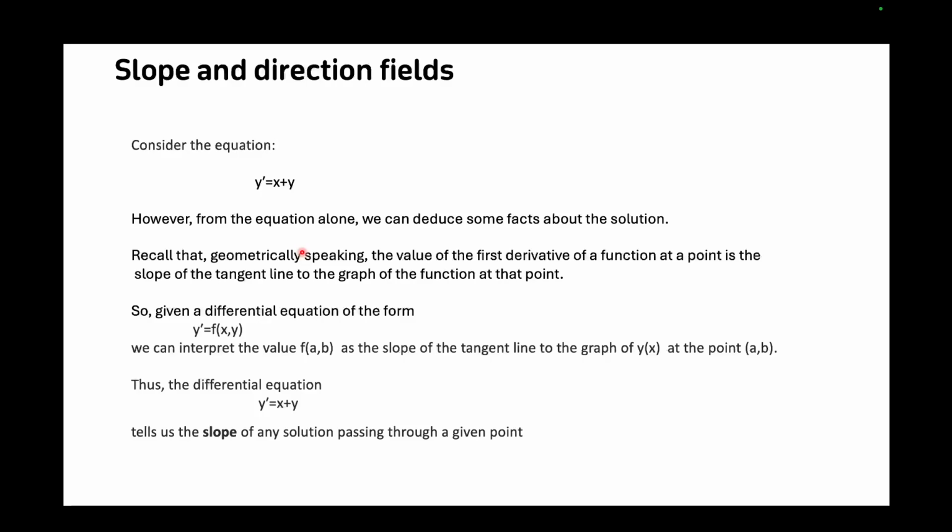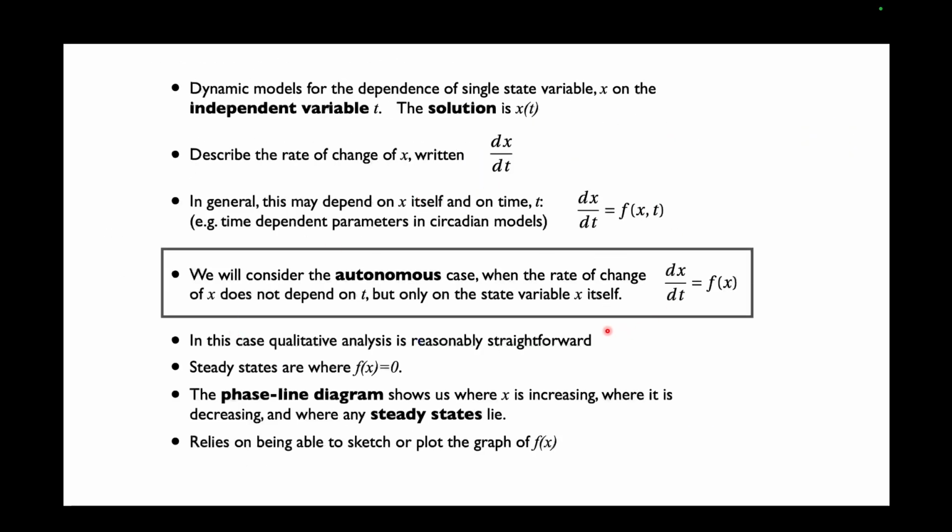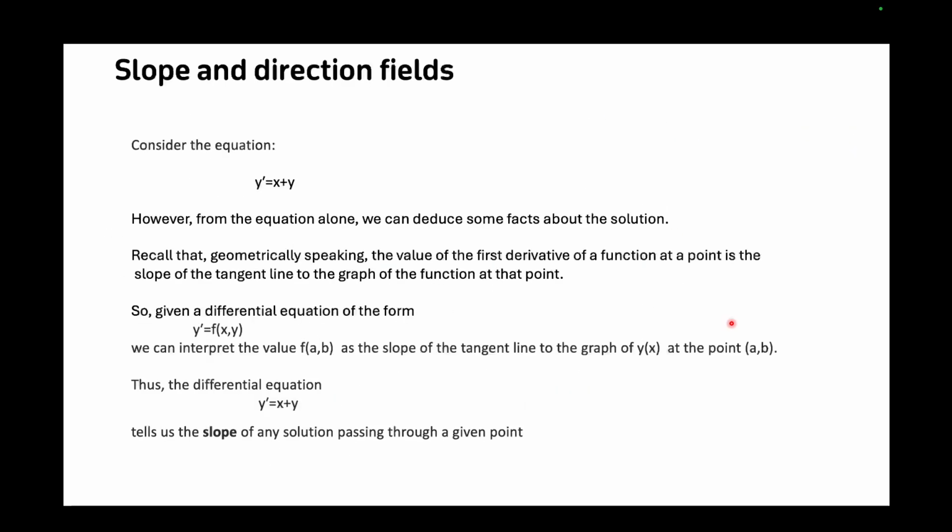Geometrically speaking, the value of the first derivative of a function at a point is the slope of the tangent line to the curve of the function at that point. We know that. At any point on the curve, if you differentiate and find the tangent of that curve along that point, that is your slope. So your equation is given something like this, very similar to what we saw just earlier: y dash equals f of x, y.